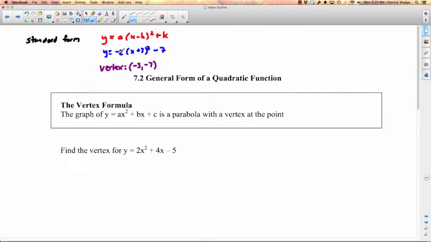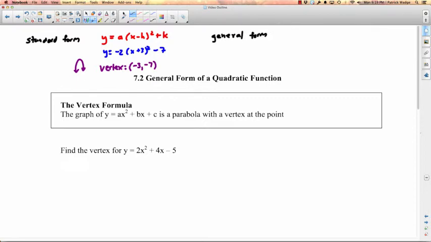The a value, of course, tells us that the parabola is facing downwards, like this. And because it's less than negative 1, we know it's a narrow parabola. Okay, that was very, very easy to get the vertex. But what if it wasn't in standard form? What if the equation we had was actually in general form?